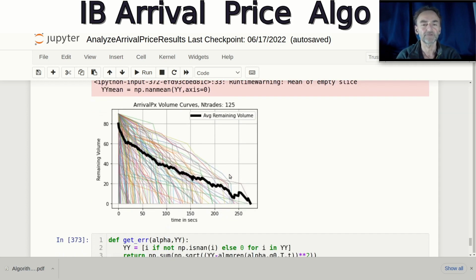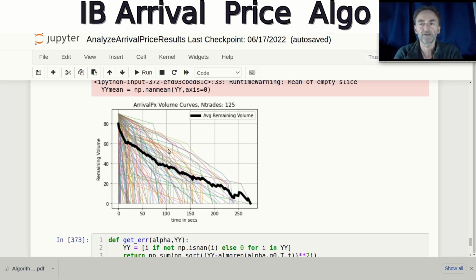Now, this here is very interesting as well. I've actually plotted all the volume curves for all the trades, the 125 trades, and then took an average remaining volume. So I just took the average of all these trades. And what we can see is, interestingly, that this curve does follow to some extent what we've seen in the Almgren-Chriss model, even though the actual spread of the volume curves is extremely wide and it doesn't look anything like it.